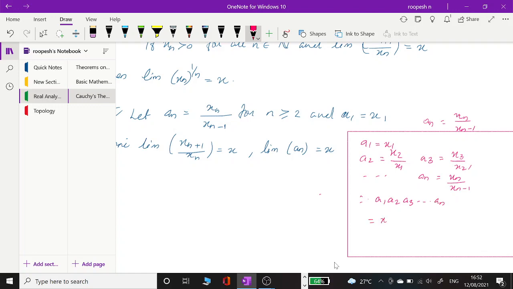Therefore, suppose I am having the product a1, a2, a3, up to an. So this should be nothing but x1 into x2 by x1 into x3 by x2 into and so on. The last term should be xn by xn minus 1, and the term before it xn minus 1 by xn minus 2. So this will reduce: x1 x1, x2 x2, x3 x3 cancel, up to xn minus 1, xn minus 1. So at last only this term will remain, that should be equal to your xn, right? So this was your sequence.